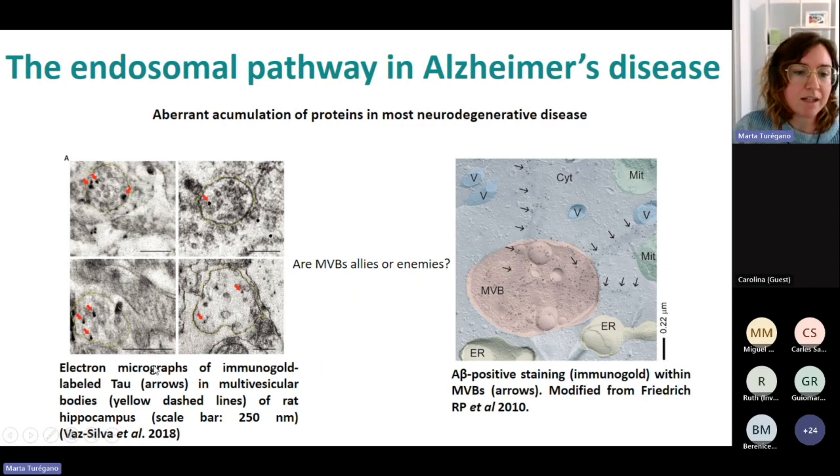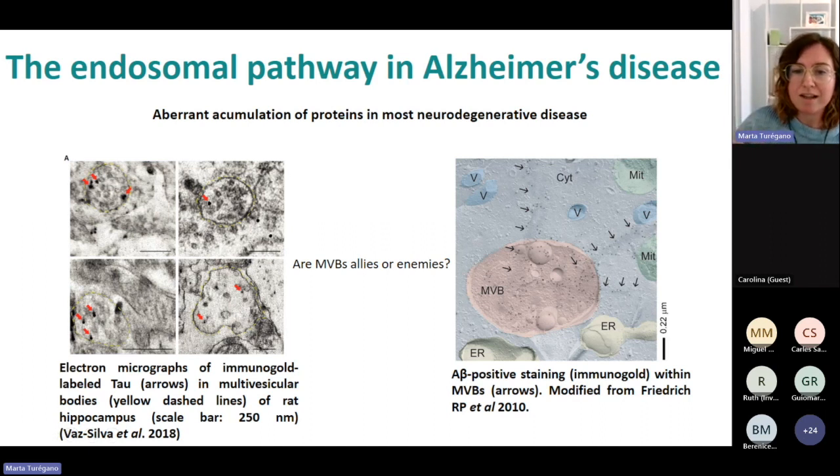As you can see here in some electron micrographs of immunogold of tau, the tau is inside of the multivesicular bodies, and the A-beta, labeled with immunogold too, is inside of these multivesicular bodies. So the question is, are the MVBs, the multivesicular bodies, allies or enemies for the progression of the disease?